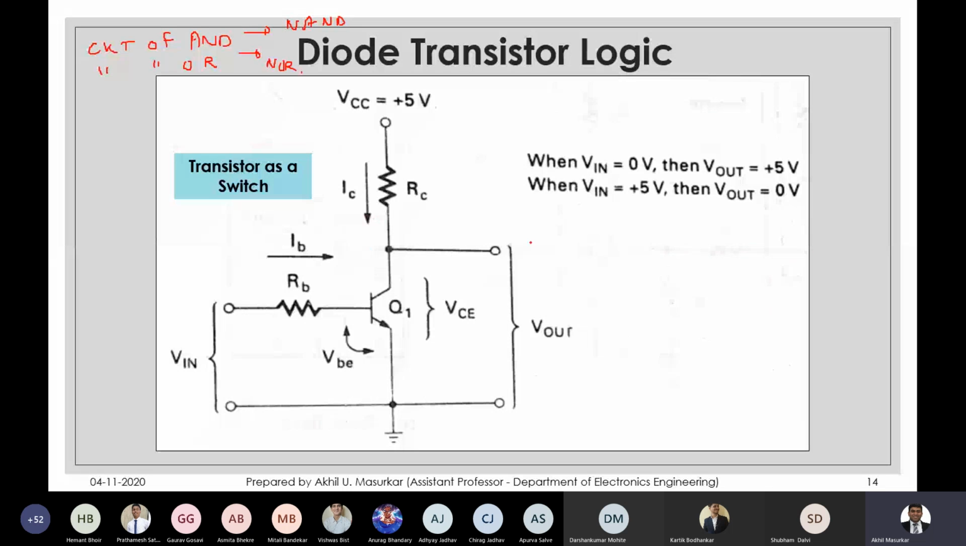So you must have done this particular analysis of the CE amplifier. So this is the CE amplifier, and here if you do a quick small analysis, the gain of this circuit can be easily derived in this way.